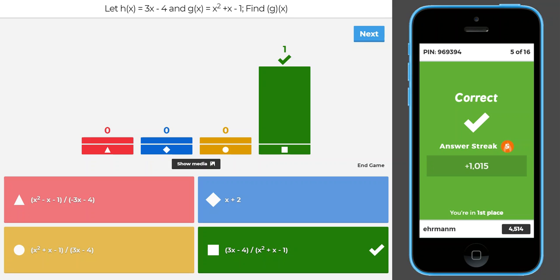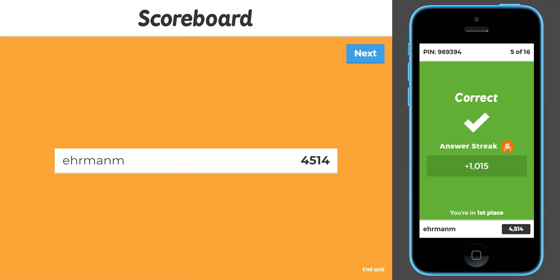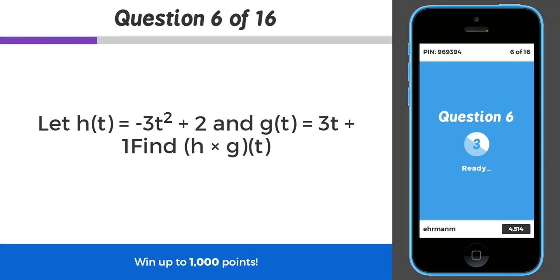Okay, so in this case, I did get over 1,000 points, so that's good. We're shooting for 16,000 in this particular game. So let's see if we can continue to make that happen.